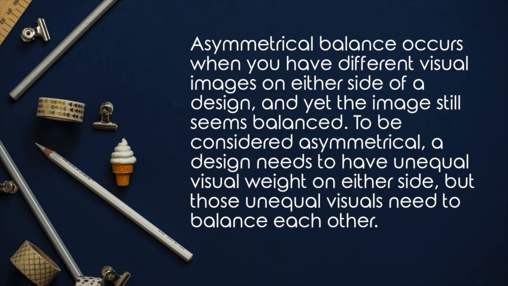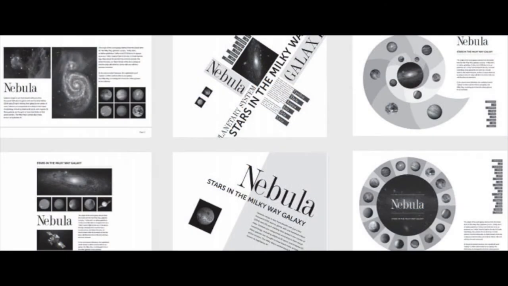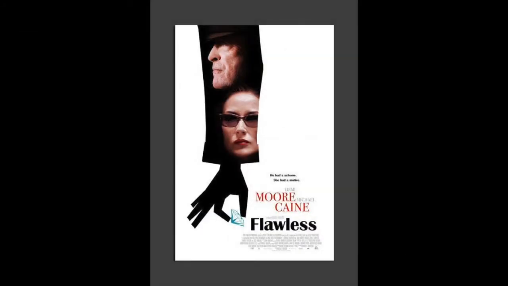In this scenario, you don't have equal sized elements. They're not always placed in a similar way. An asymmetrical balance occurs when you have different visual images on either side of a design, and yet the image still feels balanced. So to be considered asymmetrical, a design needs to have unequal visual weight on either side, but those unequal visuals need to still balance each other when you're looking at them.